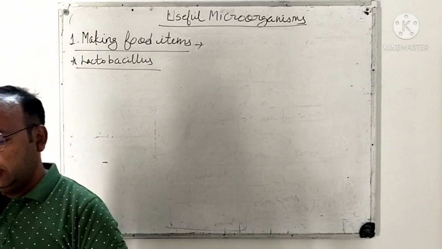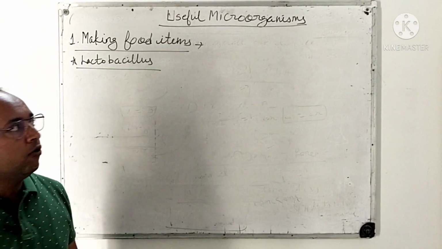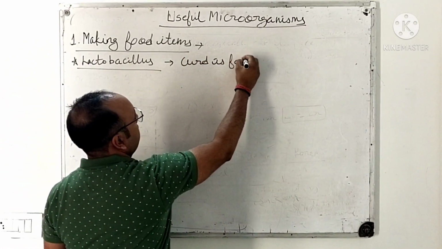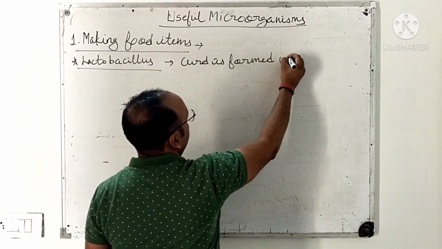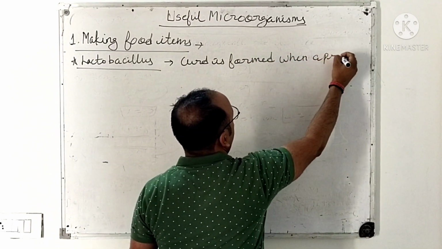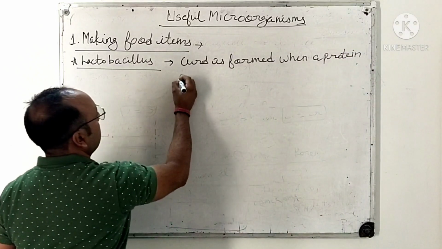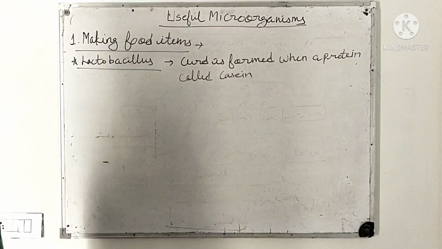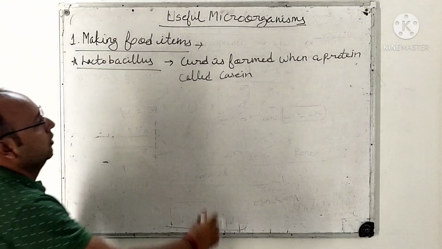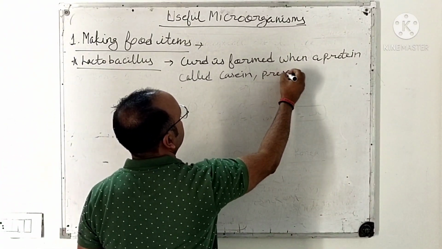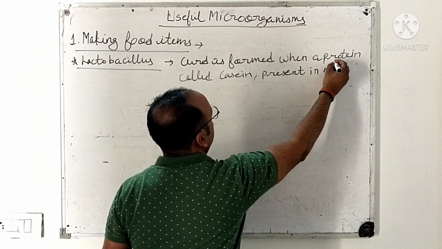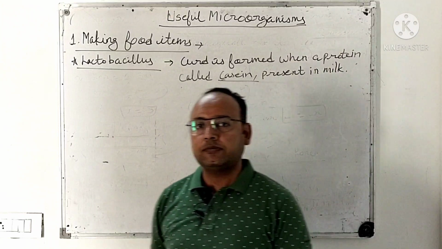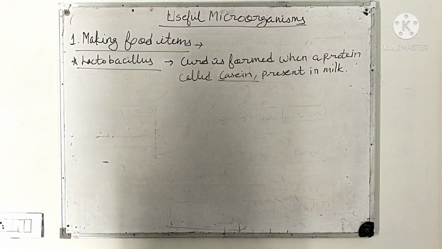How does it help in the formation of curd? Curd is formed when a protein called casein is present in milk. This is very important. In the absence of this protein, there will be no formation of curd. Curd will not form at all.